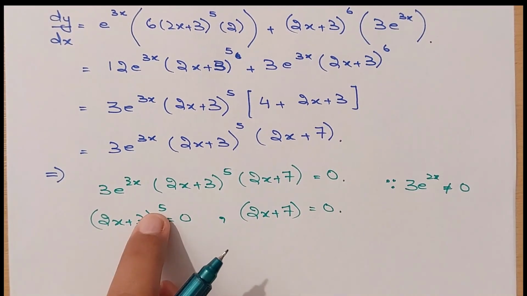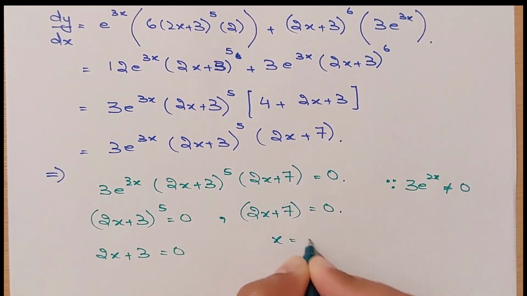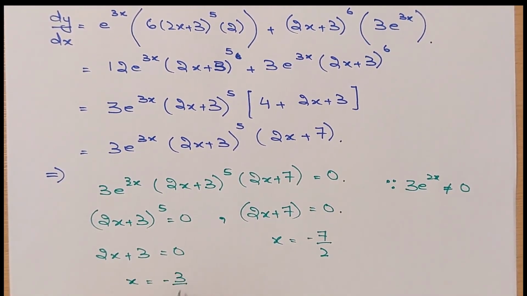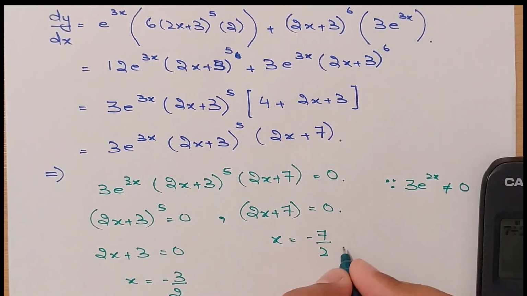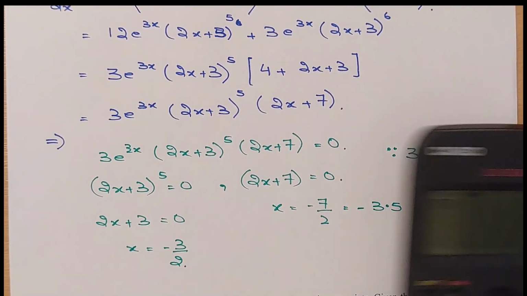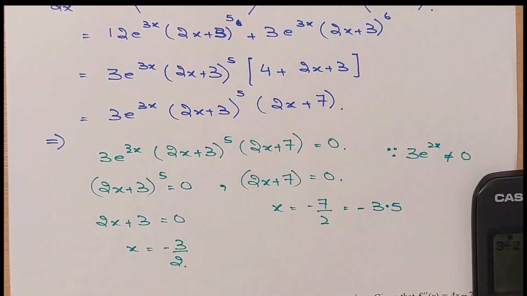So we have a 5 here, so we can take the fifth root on both sides. The fifth root of 0 is just 0, so we have 2x plus 3 equals 0, and from here the x value is minus 3 by 2, and here the x value is minus 7 by 2. Or if we convert this into decimals, 7 divided by 2 is equal to 3.5. This is negative 3.5, right? The x coordinate of the stationary point, and 3 divided by 2 is 1.5, yes, minus 1.5.